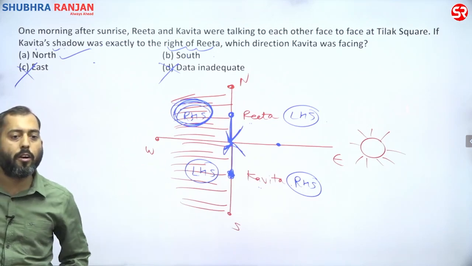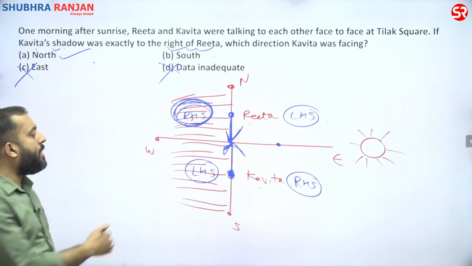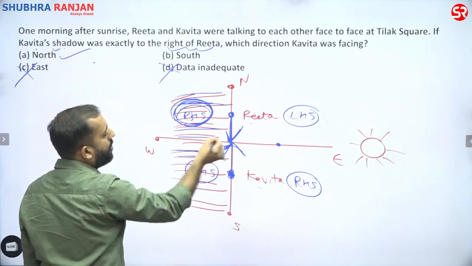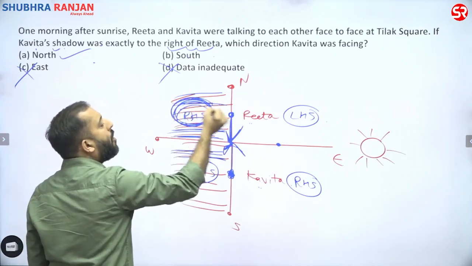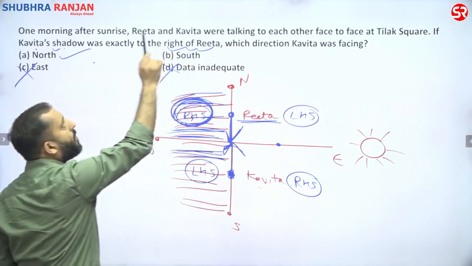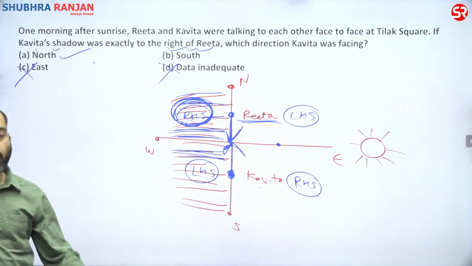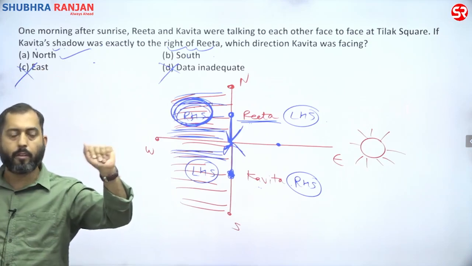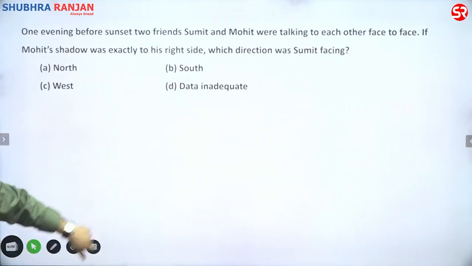Yes? So these lines are representing the shadow of Kavita, and these lines are on the right hand side of Rita. This is what is given over here. Hence the answer is correct. The answer has to be option A, north. Clear to everybody? Okay. Then if it is clear, guys, try this one now.